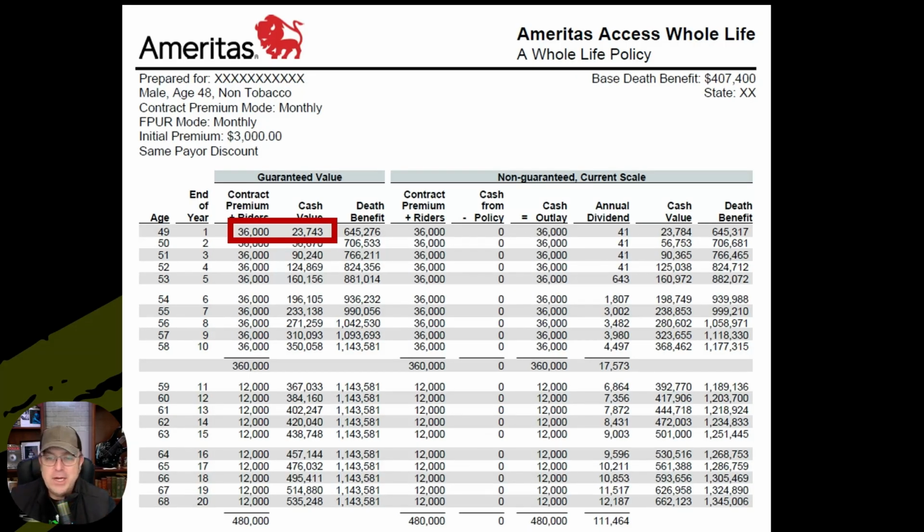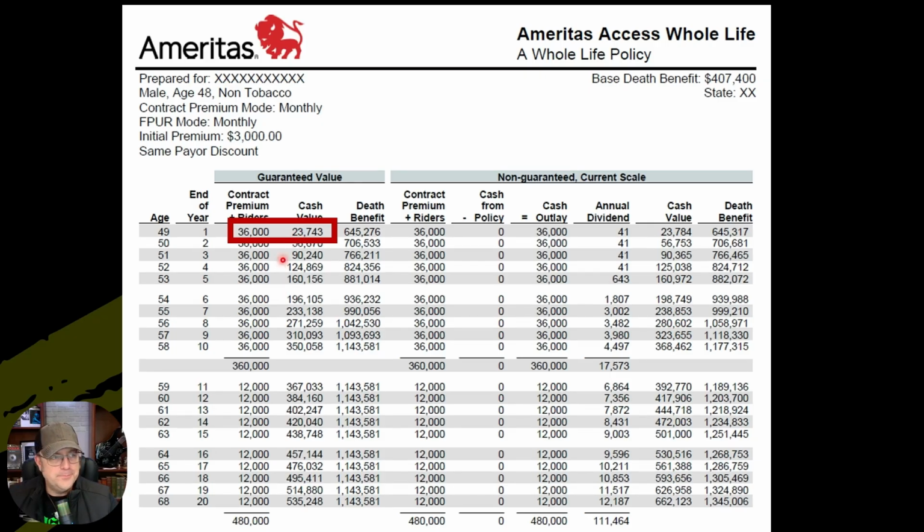Okay, so you can see the red box here. He has $36,000 a year he's going to be putting into a policy. And then cash value, remember, we can borrow against. So year one for any policy is always your greatest loss of access. You can't get out as much as you're putting in. And then the growth really starts year 2, 3, 4.